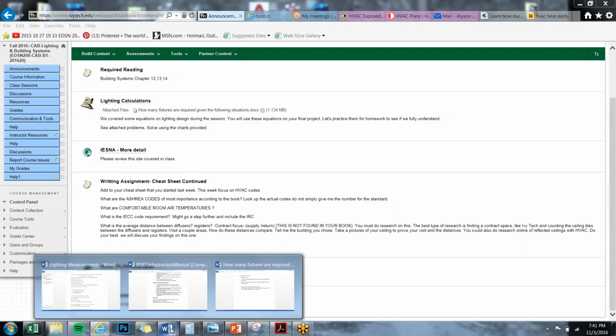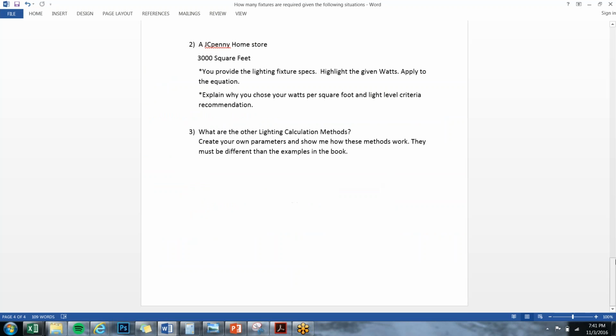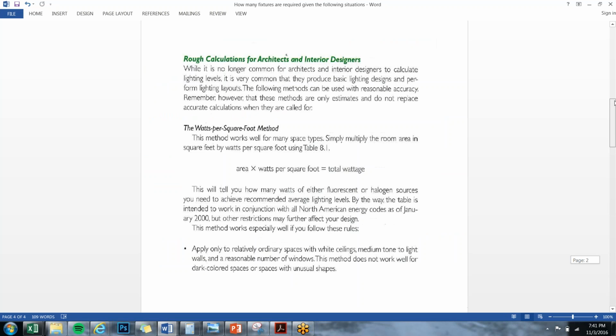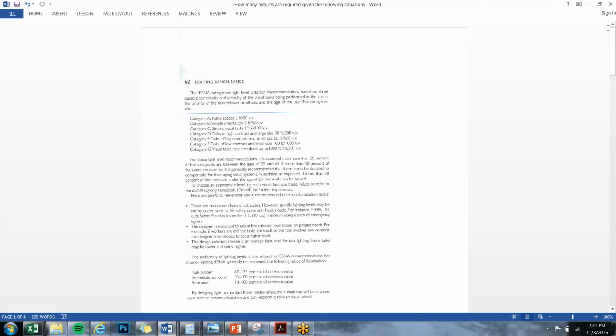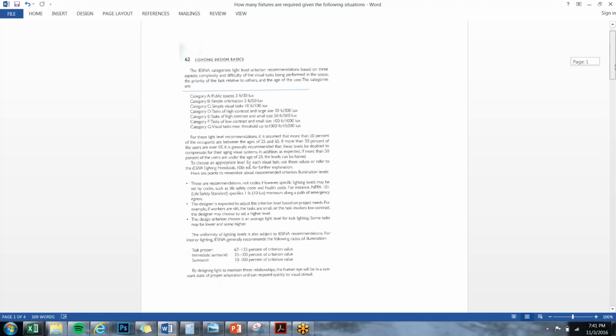If you open that up, here is what it looks like. So like I said, I've provided you some charts that look like this. Lighting design basics, here's that catchphrase here, the little shortening of the IESNA. It says it categorizes light level criterion recommendations based on 3 aspects: complexity and difficulty of visual tasks being performed in the space, the priority of the task relative to others, and the age of the user.